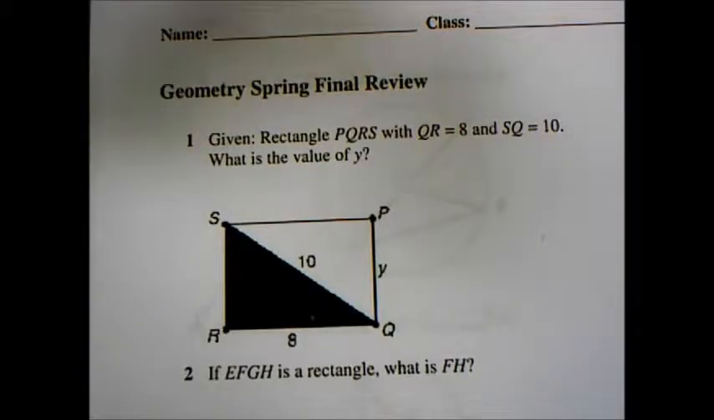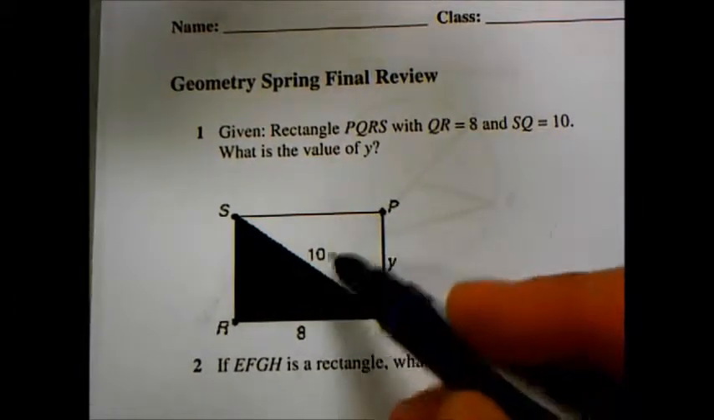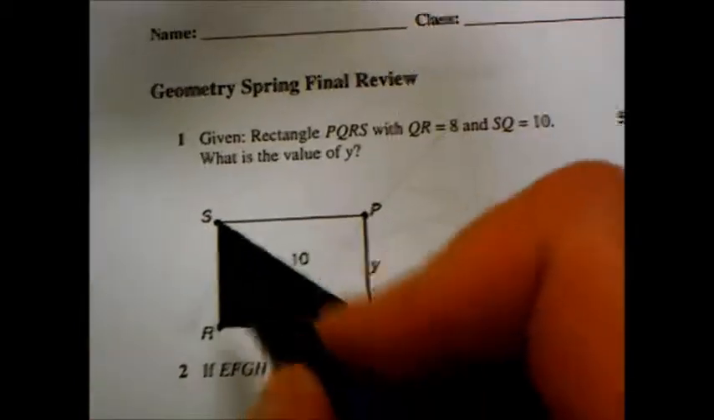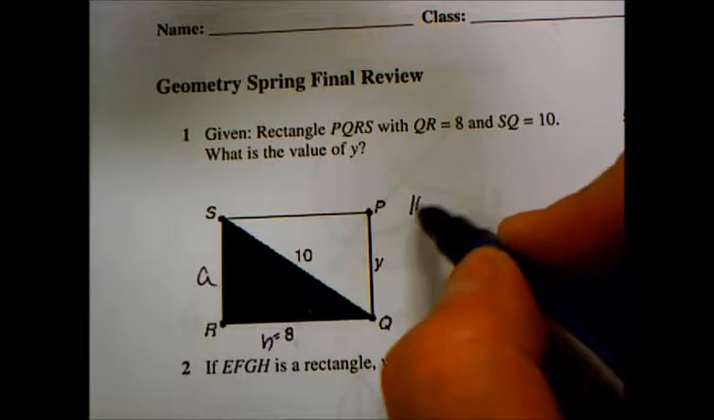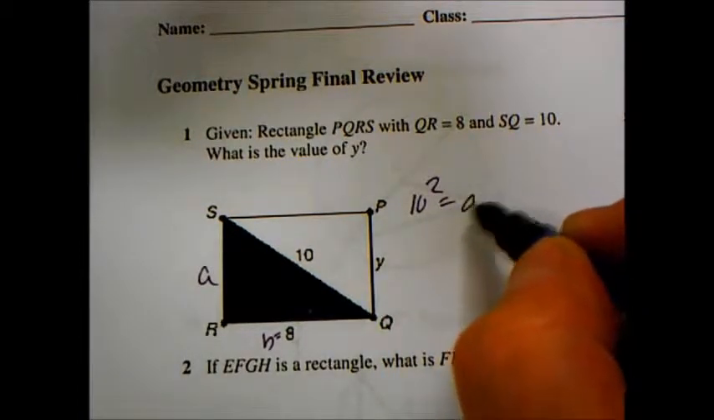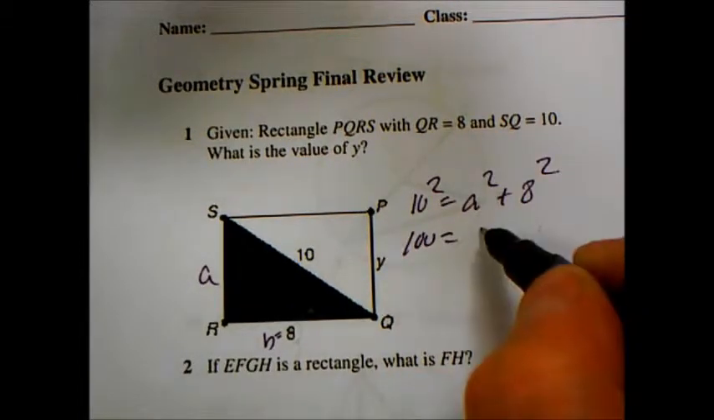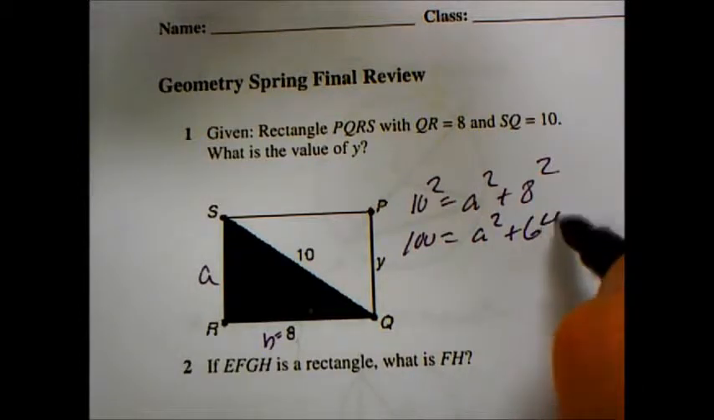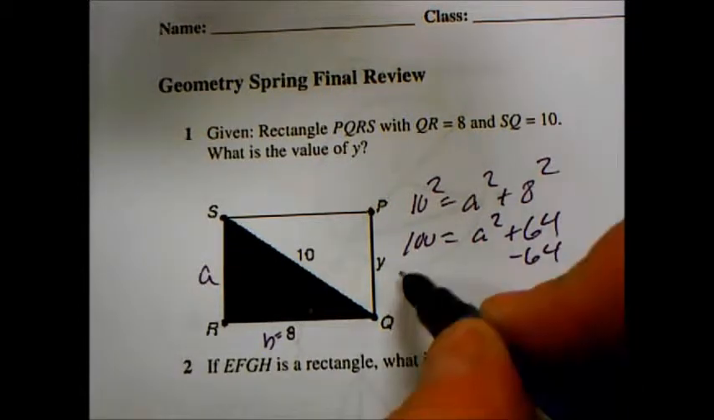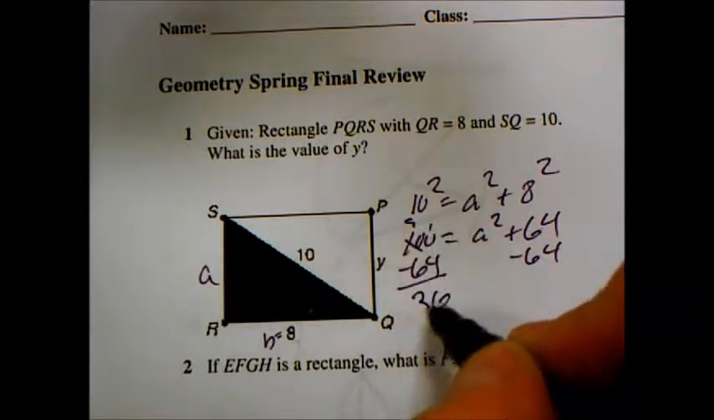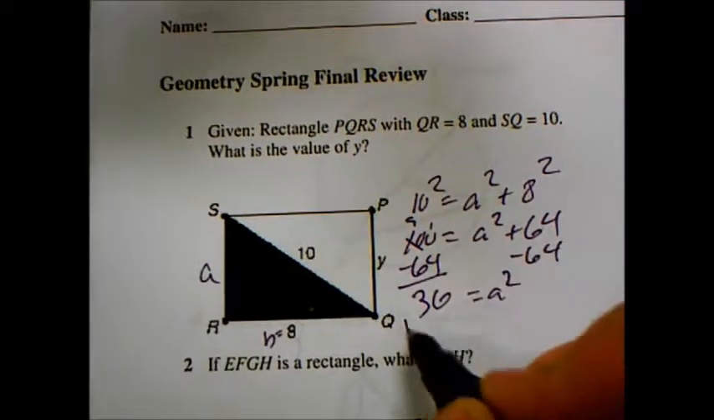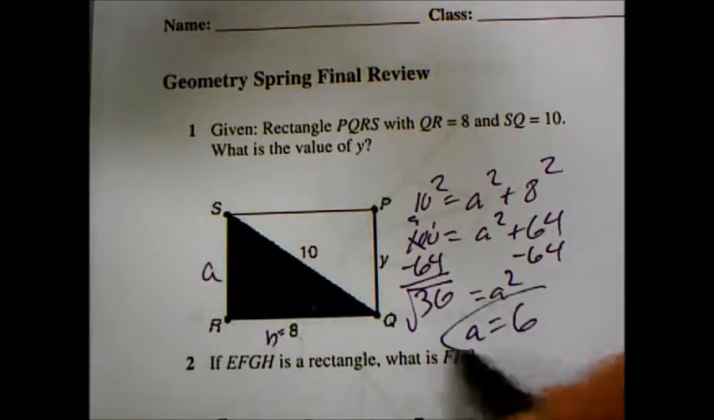Okay, here we go with the review. On the first one, we're going to use the Pythagorean theorem to find this side. I'm going to let this be b, so 10 squared is equal to a squared plus 8 squared, that'd be 100 equals a squared plus 64. Subtract 64, and that gives you 36 is a squared, and then you have to take the square root, so that means a is 6 for number 1.